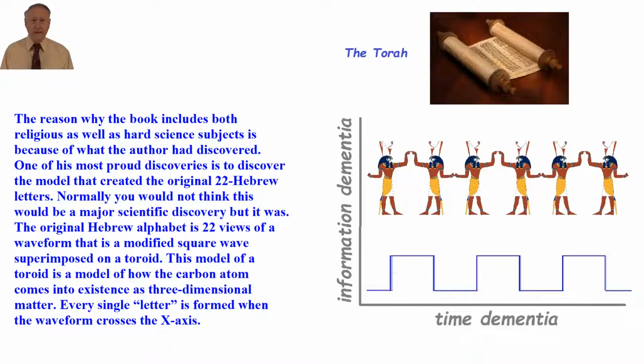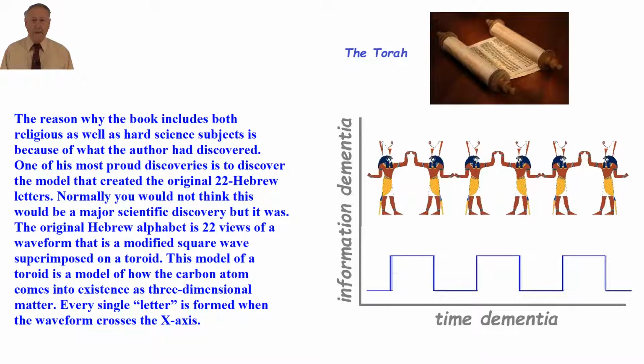The original Hebrew alphabet is 22 views of a waveform that is a modified square wave. You see it there on the right? I guess the Egyptians had good old Horus, touching his fingers there. Alpha views of a waveform that is modified square wave superimposed on a toroid. This model of a toroid is a model of how the carbon atom comes into existence as three-dimensional matter. Remember, he's talking about matter, he's talking about three-dimensionality, okay? So he's talking about, I guess, things that exist, okay?